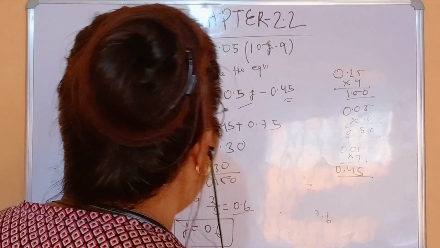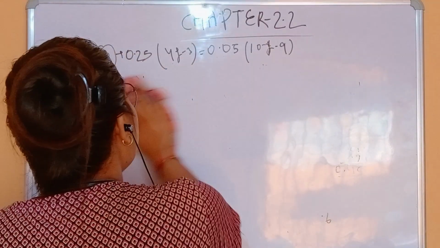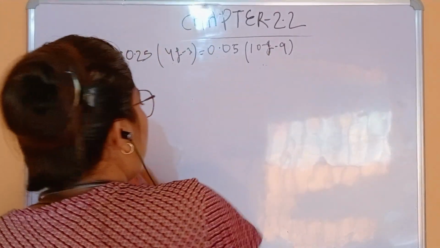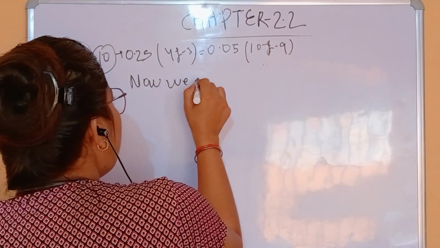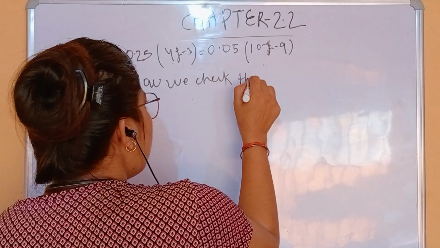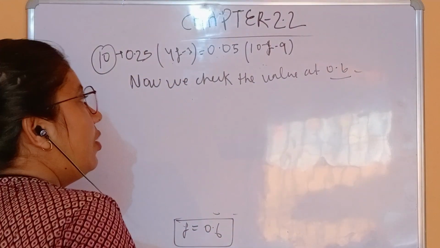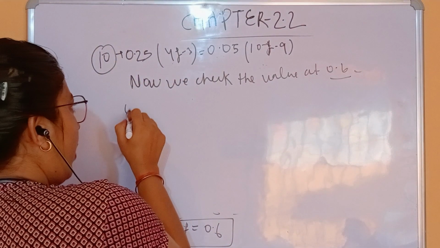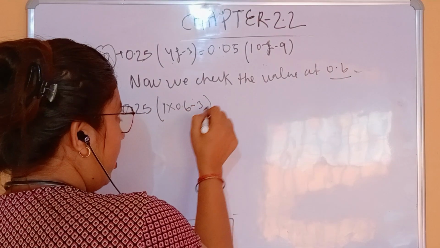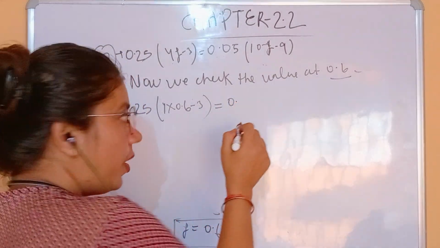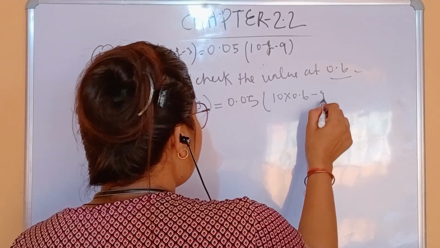Okay. Now we put the value in the equation and check whether the value is true or not. So what do we do? Now we check the value at 0.6. Okay, putting the value in the equation first, 0.6. So here 0.25 times (4 times 0.6 minus 3) is equal to 0.05 times (10 multiplied by 0.6 minus 9).